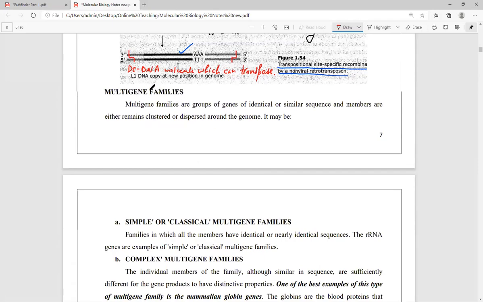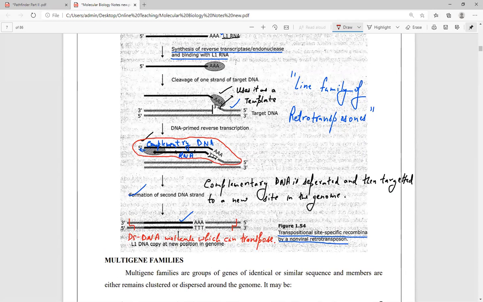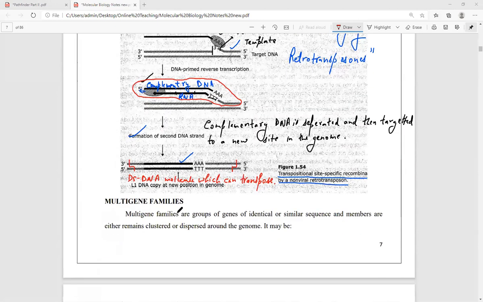Next, multi-gene families. Now, what do you mean by multi-gene families? If you have any doubt now, you just ask me. Trishla, Shalu, Hiba, Ankit. Any doubt, you just ask me. Clear, sir. Thank you.